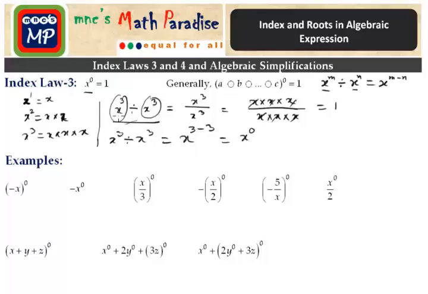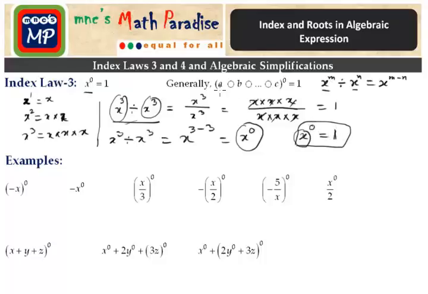So in two different calculations, x to the power 3 division x to the power 3 is x to the power 0, and in another simple calculation x to the power 3 division x to the power 3 is 1. Therefore x to the power 0 is basically 1. That means this formula will be used: any term, any quantity, when its power is raised to 0, then that value is 1.